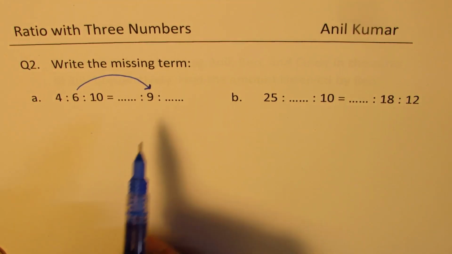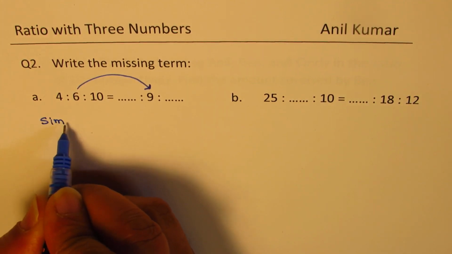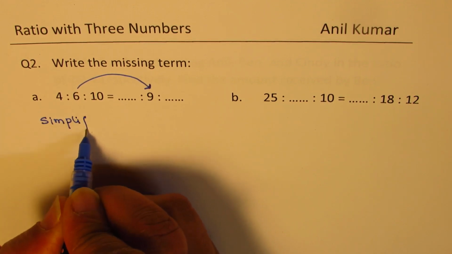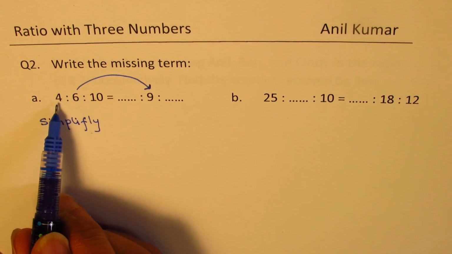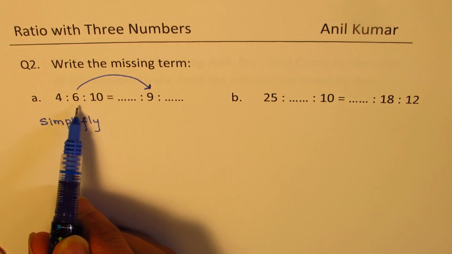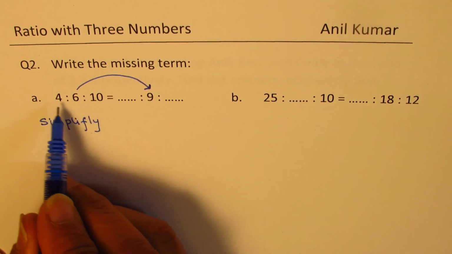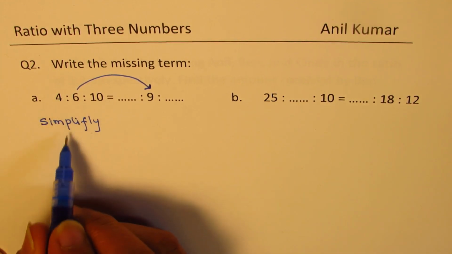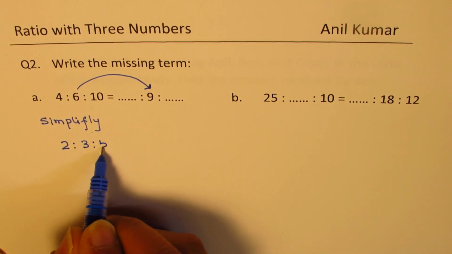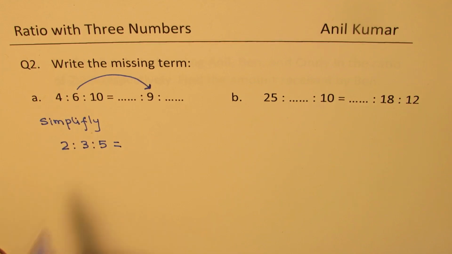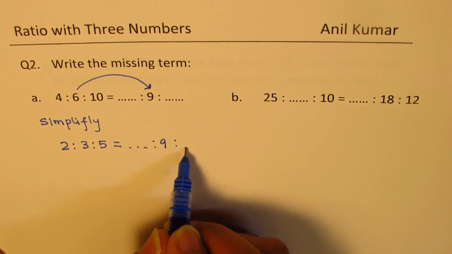So in such situations, the idea is to simplify the ratio, right? So we'll simplify the ratio. You could think like simplifying this, you can divide them all by 2, right? So you can actually write down the left side as 2 is to 3 is to 5. Does it make sense to you? So we could do that. And now on the right side, we can get the missing numbers.